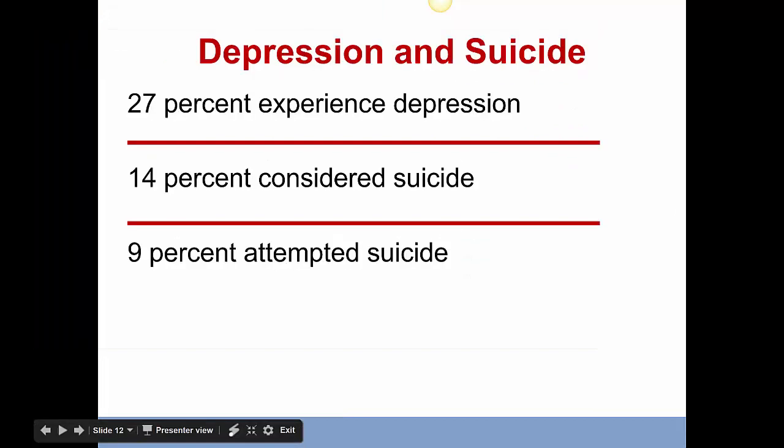Many students who are depressed will also have thoughts about suicide. In fact, about 50% of students with depression have suicidal ideation at some point. According to the 2011 Youth Risk Behavior Survey, 27% of Ohio teens reported feeling depressed, 14% reported having seriously considered suicide, and 9% reported attempting suicide during the past year.